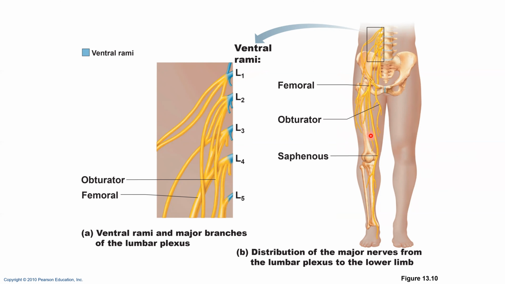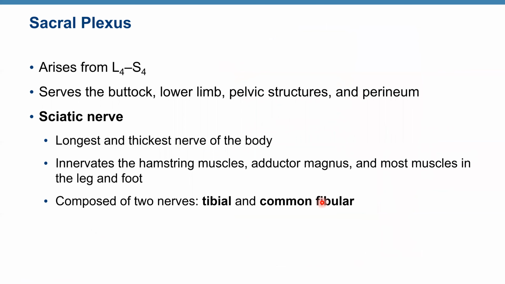And sacral plexus, from L4 to S4, so we're moving down. And this serves the posterior part of the thigh and leg. So it serves buttock, lower limb, pelvic structure, perineum, and one major nerve is the sciatic nerve. That's the longest and thickest nerve of the body.